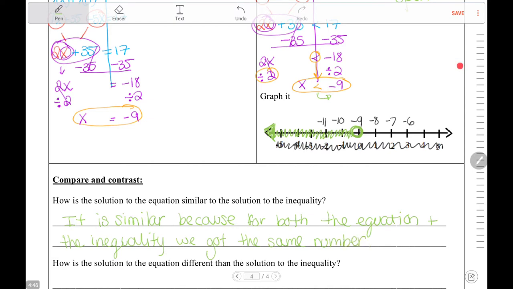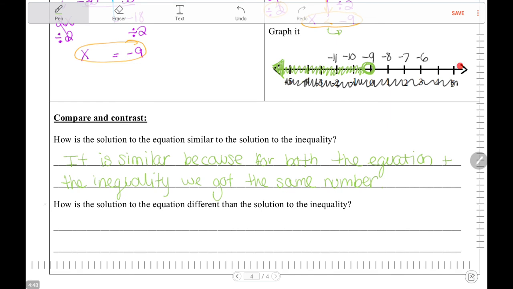Okay, but how is it different? Okay, and it's different, and this is one of the more important questions. It's different because for the equation, there's only one answer, and that is x equals negative 9. For the inequality, there are many answers.